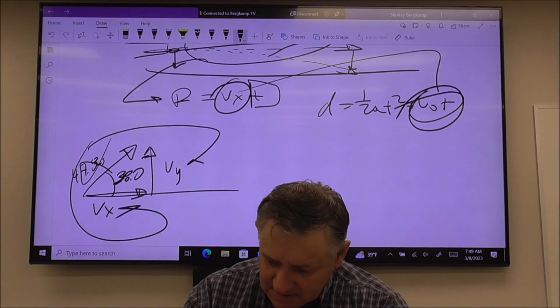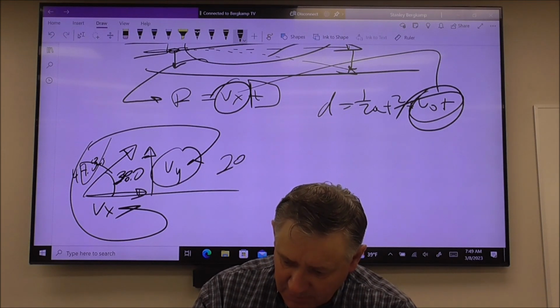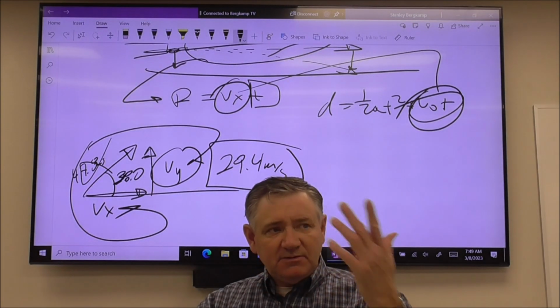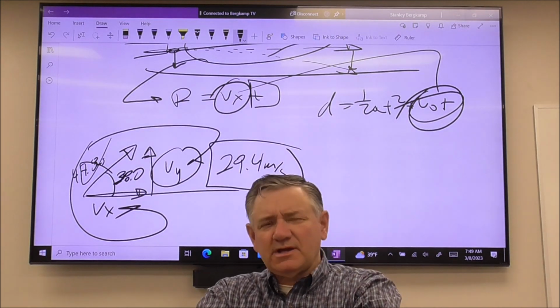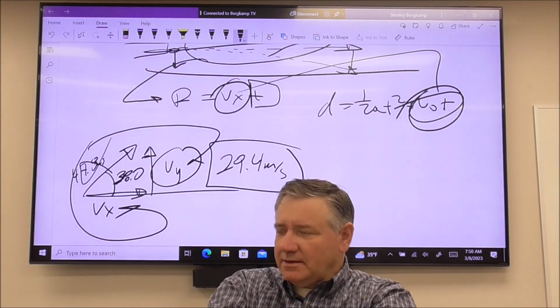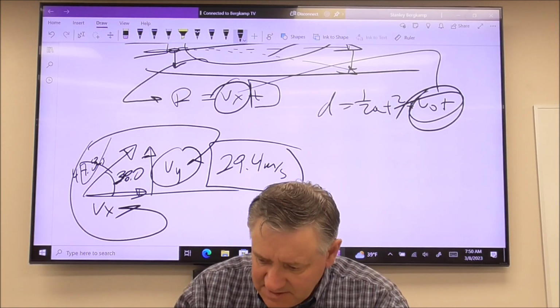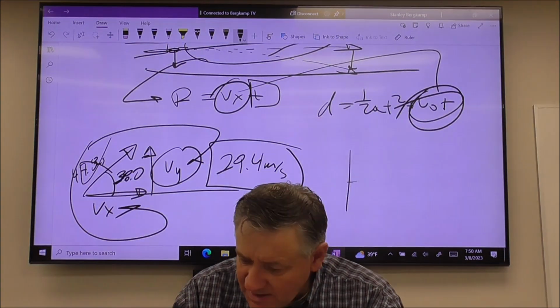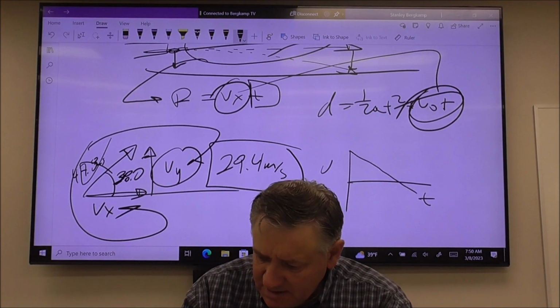So if you look at this in terms of Vy, which is about 29.4 meters per second, okay? Now at this point in your esteemed physics career, you should be able to look at that number and go, okay, 29.4 meters per second, that's about 30 if I round it up. It's going to start at 30. So on my velocity time graph, and yes, there's going to be questions about velocity time graphs, this thing is going to start at about 30 meters per second.